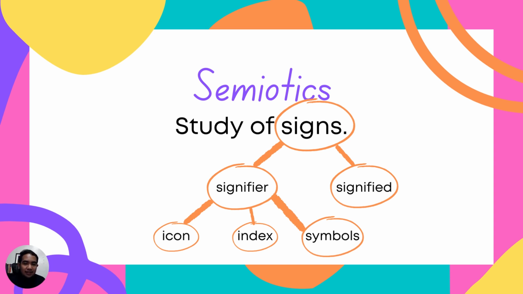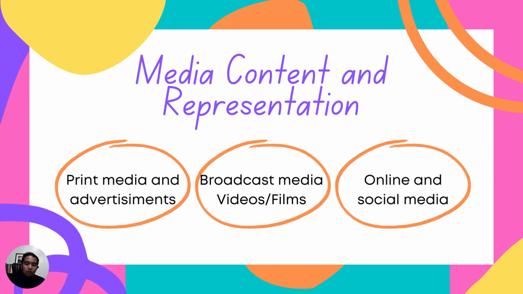Here we will try to look at how power relations are shown and represented in different forms of media, and how we can use the semiotics approach or the semiotics method to look at the messages presented in different types of media today. We will look at three things: print media and advertisements, broadcast media shown in videos and films, and also online and social media. In the previous sections, we learned about the theories of representation and also the semiotic and discursive approach to representation. We will now look at the representation shown in different forms of media, whether in traditional media or in social media.